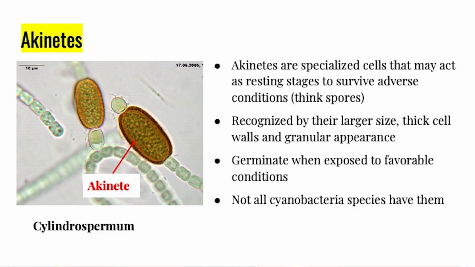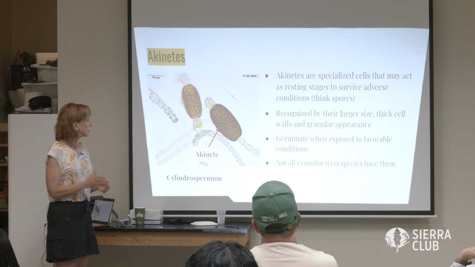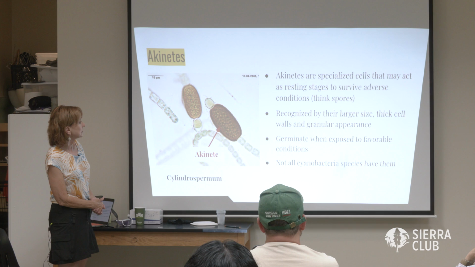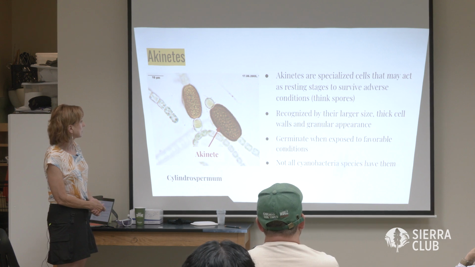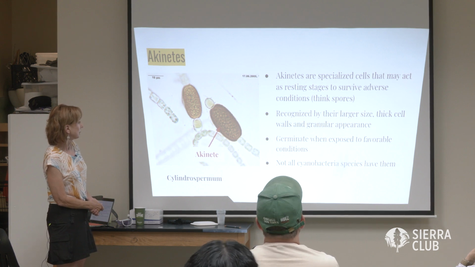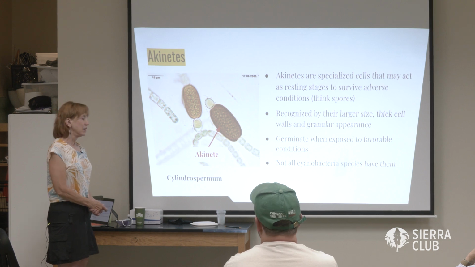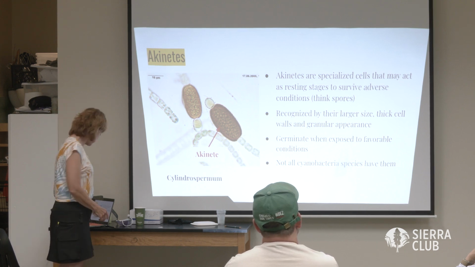Akinetes are specialized cells that may act as resting stages. Think spores. So it's not a spore, but it acts like a spore. So this can become a new cyano. They're recognized by their larger size, thick cell walls, and granular appearance. And they will germinate when exposed to favorable conditions. Not all cyanobacteria have them.